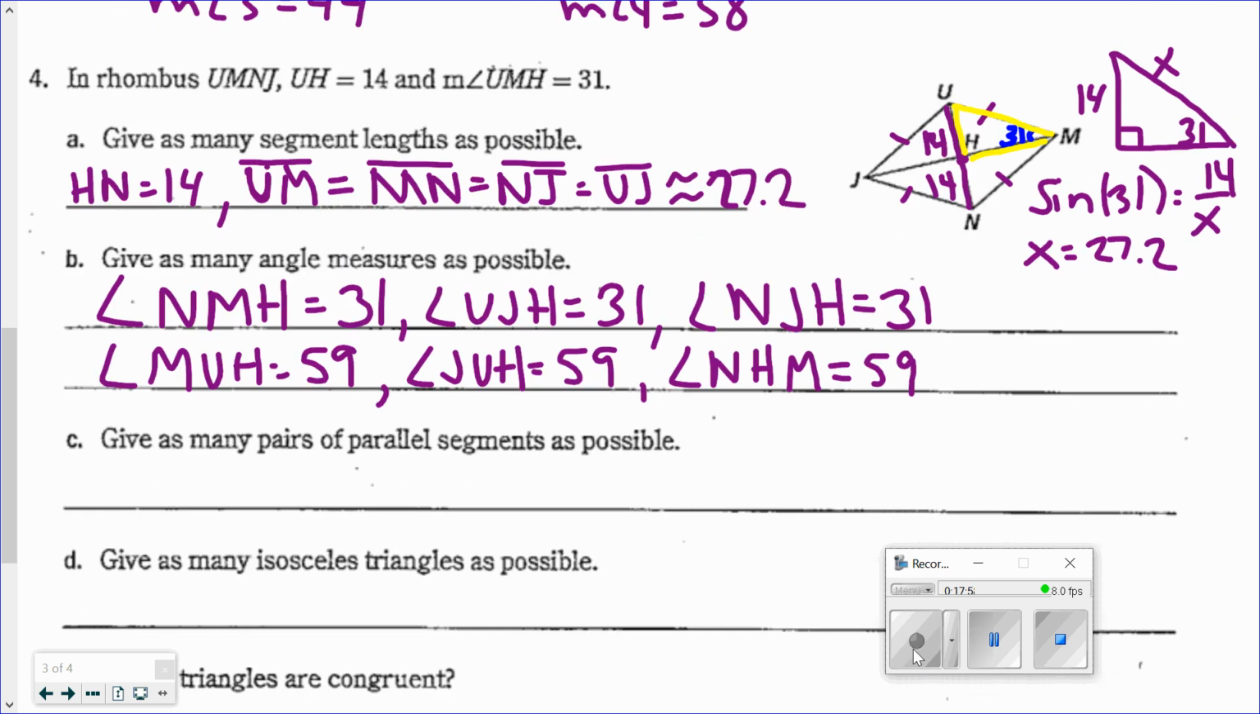Remember that if we have a triangle, our angles add up to 180 degrees. So to figure out that angle, we end up getting 59. So the measure of angle MUH is equal to 59. The measure of angle JUH is equal to 59. And the measure of angle NHM is equal to 59. And lastly, I'm not going to write these down, but remember all of these angles here are 90 degrees because the diagonals bisect each other. So I'm going to be done with this problem, number 4, and we're going to move on to the next problem.